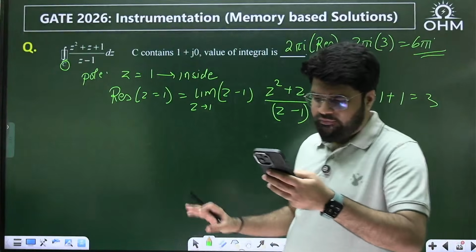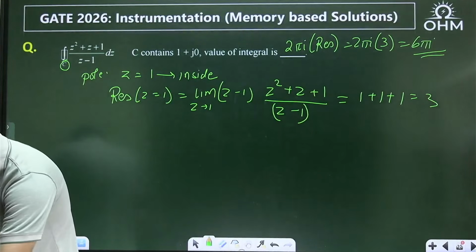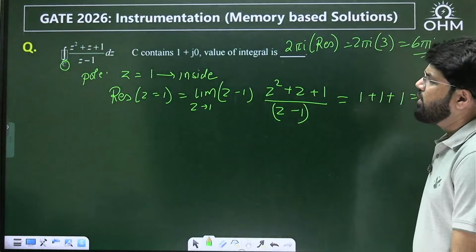It should be MCQ then, if the answer is in terms of I, 6 pi I. Then it will be an MCQ question. Got my point? Next question.